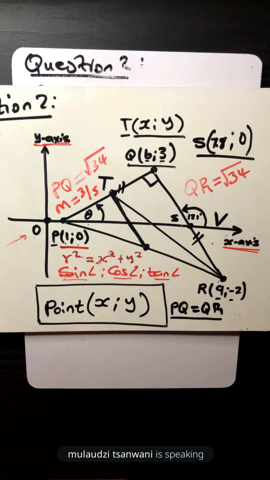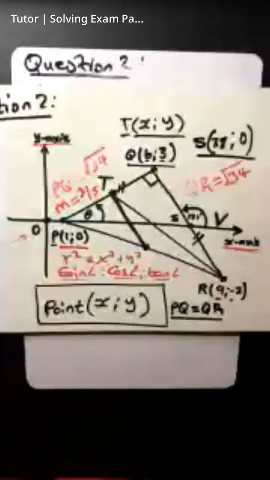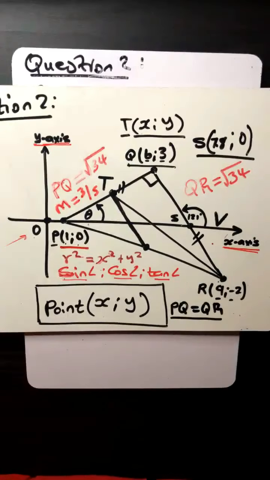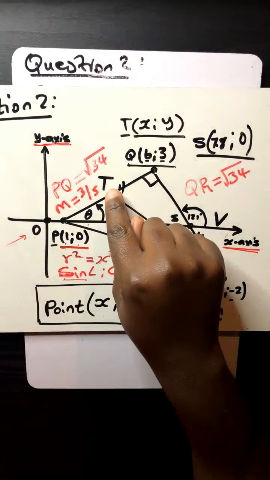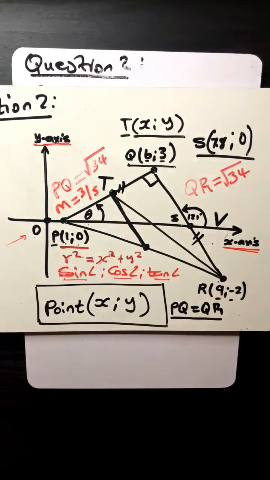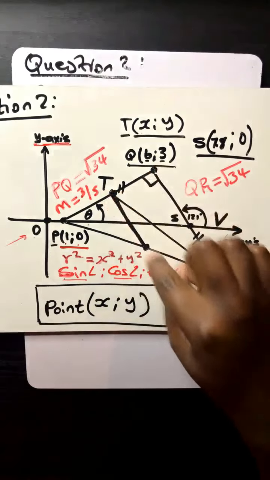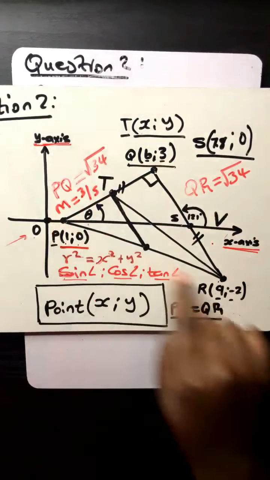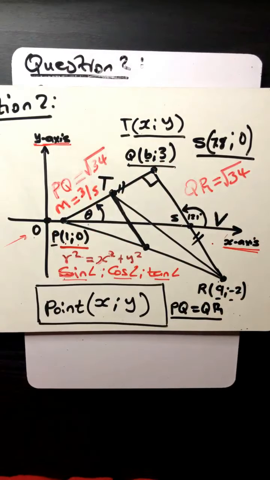Please repeat the question. The question says, determine with reasons the gradient of the line through T, the line that passes through T and the midpoint of PR. So that means this line is passing through the midpoint of PQ and again the midpoint of PR. It is the gradient that they want.